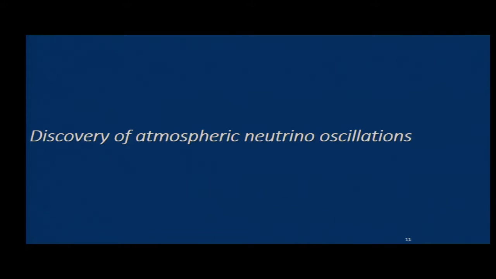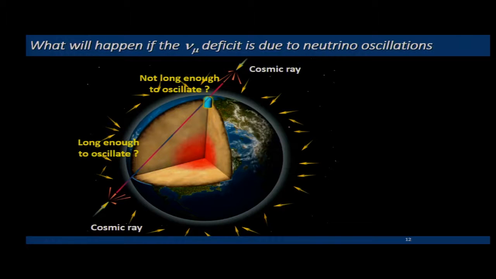And from the beginning of this experiment, we continuously observe atmospheric neutrinos. And of course, we wanted to know if the deficit of atmospheric neutrinos is due to neutrino oscillations or not. Then we thought, what should be the evidence for neutrino oscillations? We thought this way.